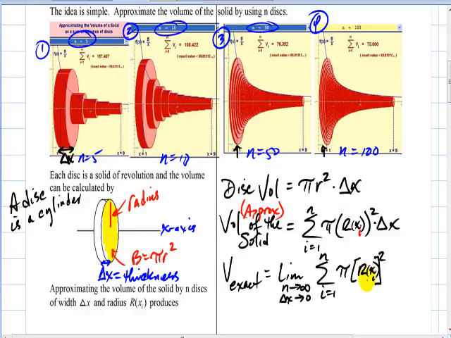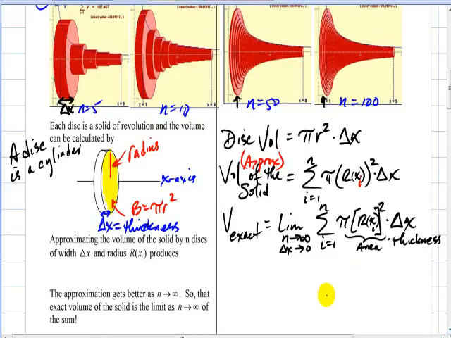Again, the radius is not a specific value, so don't think it's a real number here. It's actually a function of x. So we have to write it as r of x, not just a specific value, times how thick it is. Remember, this right here is your base area, times thickness, and that will give you volume. The summation sums them up, and this limit will make the thickness go to 0 and increase n to infinity.